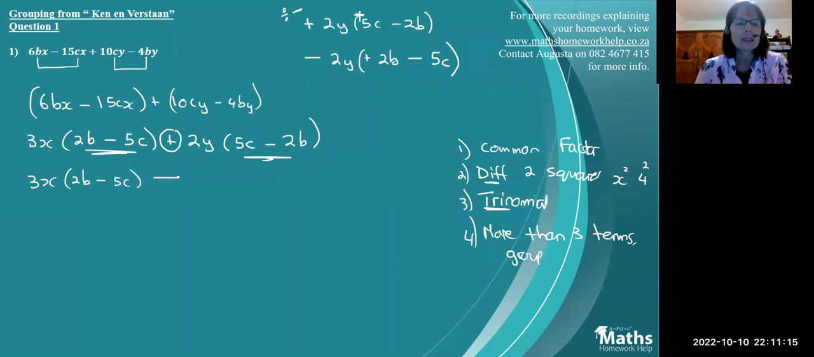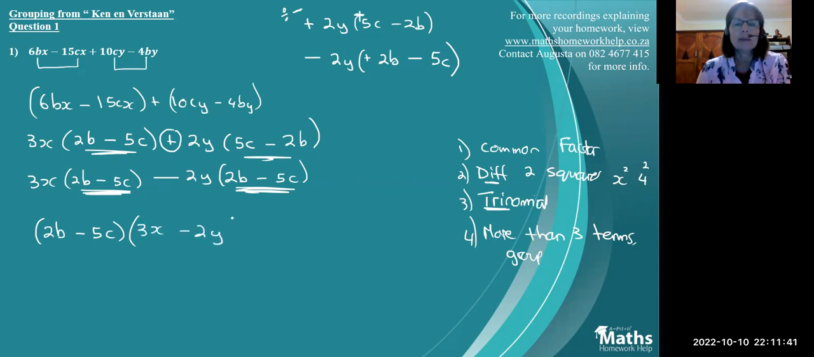This plus becomes a negative. Then we're going to swap around the order. So it's 2b minus 5c. And now you sit with a common bracket. So that's the aim. If there's more than 3 terms, we want to look for a common bracket. So this is out. What will remain? 3x minus 2y.